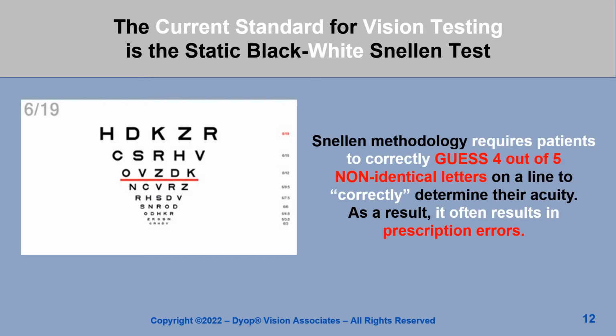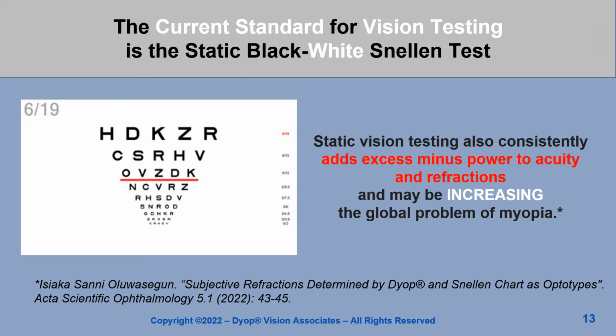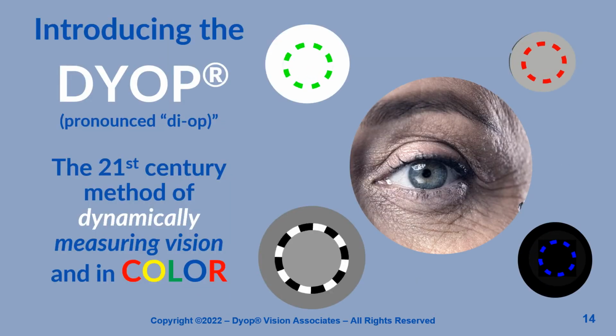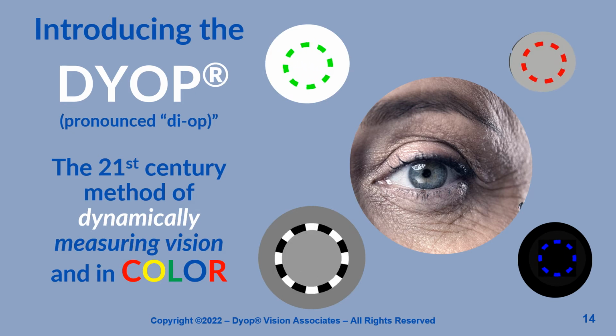Snellen methodology requires patients to correctly guess 4 out of 5 non-identical letters on a line to correctly determine their acuity. As a result, it often results in prescription errors. Static vision testing also consistently adds excess minus power to acuity and refractions and may be increasing the global problem of myopia. The solution? Introducing the diop, the 21st century method of dynamically measuring vision and in color.